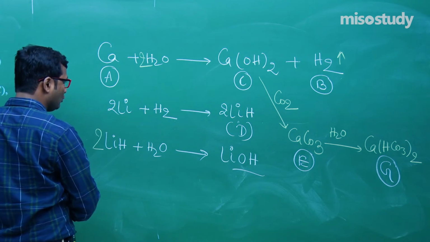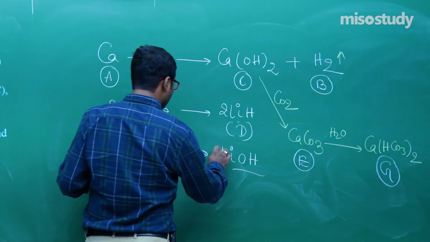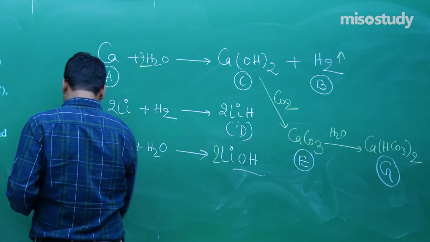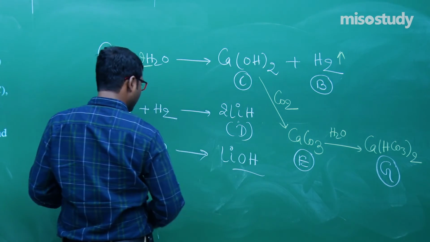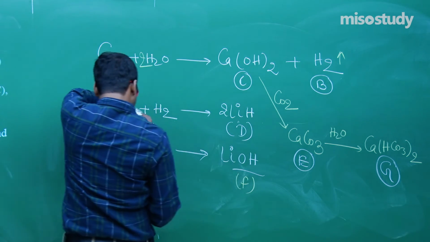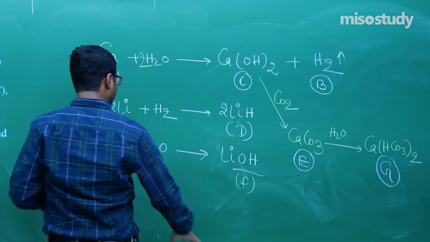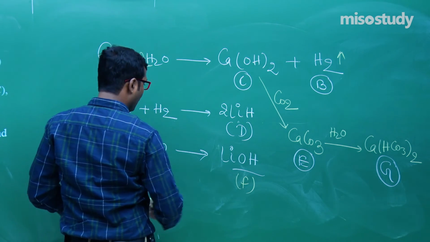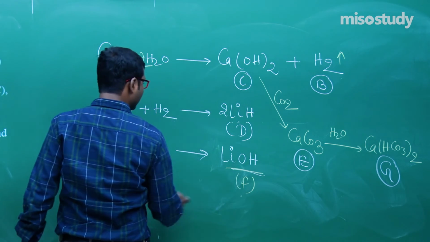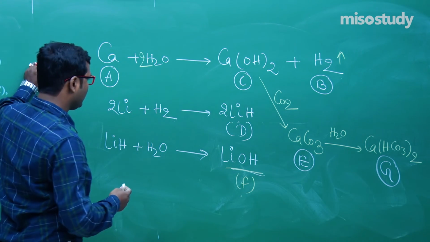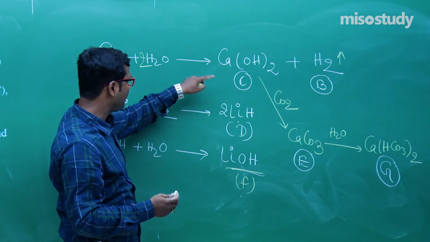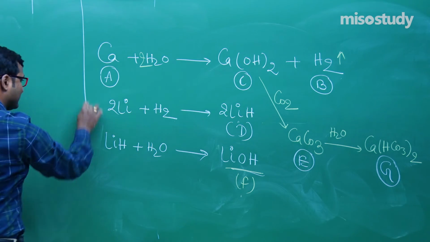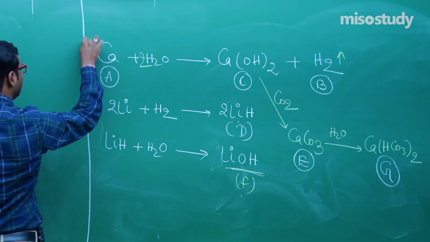Now how to balance? If I put here 2, then that is 2. Now hydrogen is 2 to 4. We have to put here again. If I write, this is F. Clear? Now if I put here 4, then what will happen? That is 4 LiOH. Clear to you? Now this is F. Now how to solve such things? A, B, C, D, E, F and G. Finally this is the correct explanation.